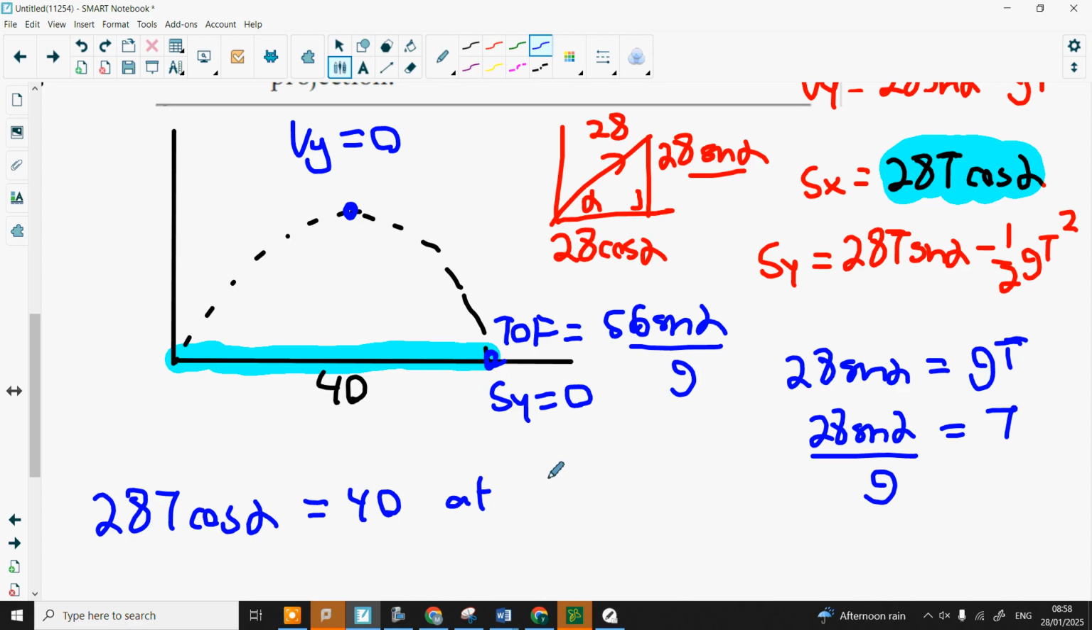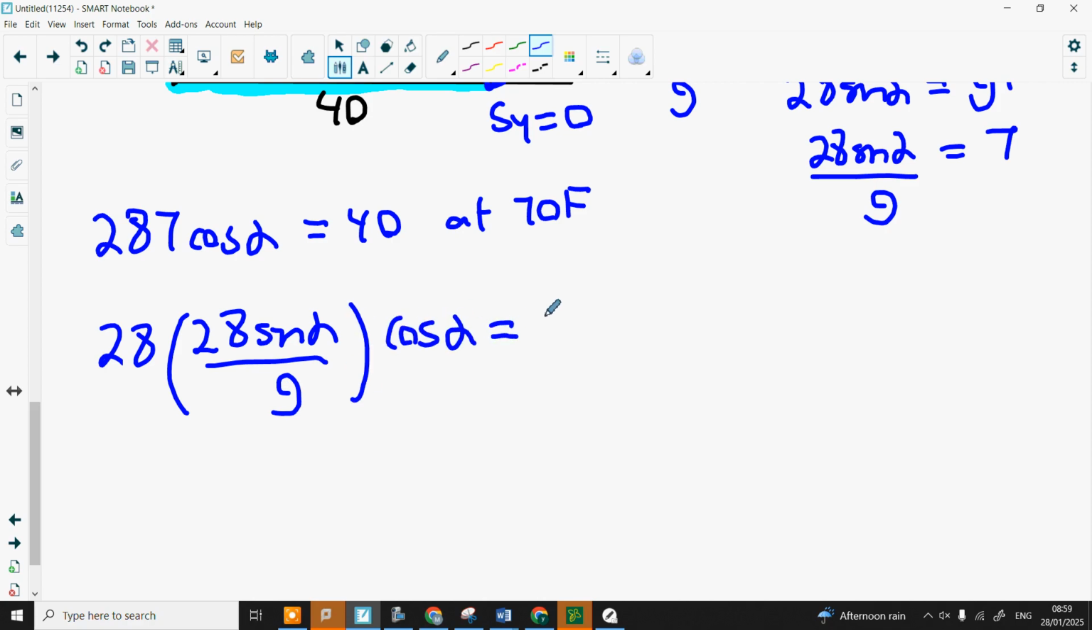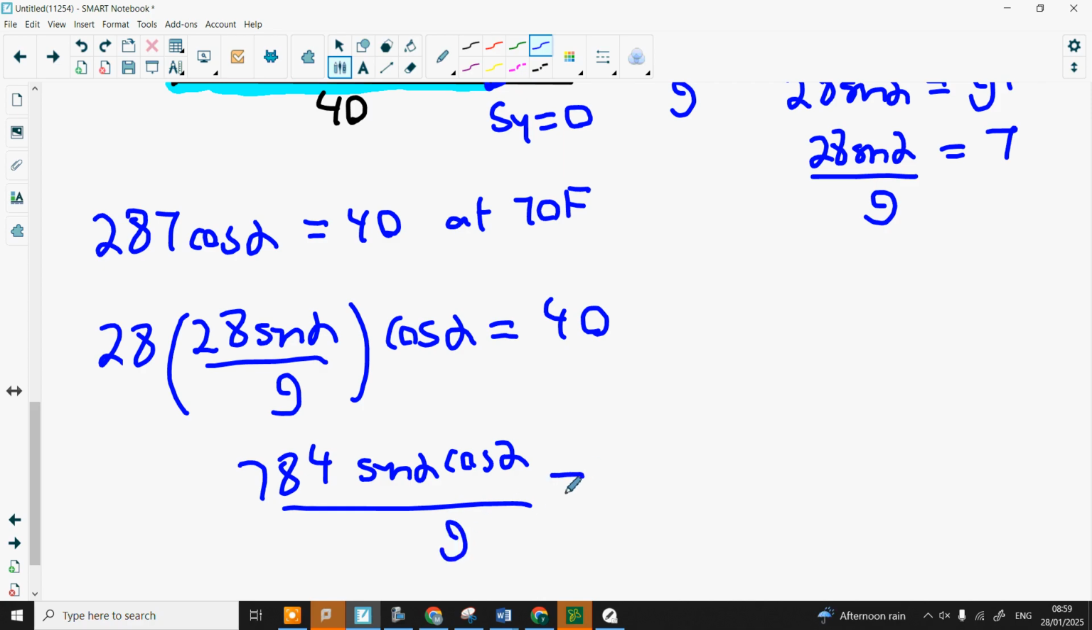Would you agree with that? So I can sub in the time of flight, can't I? That should work out. So it should be 28 times 28 sine alpha over g cos alpha equals 40. All right. Now, what's 28 times 28? 784 sine alpha cos alpha all over G.